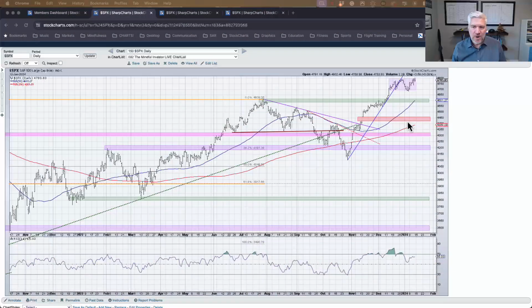And now let's get back to the charts. All right, so here we're looking at my chart of the S&P 500. And as a review, as I mentioned in the introduction, we had the low here in October.